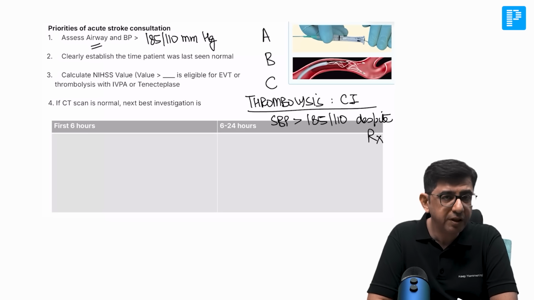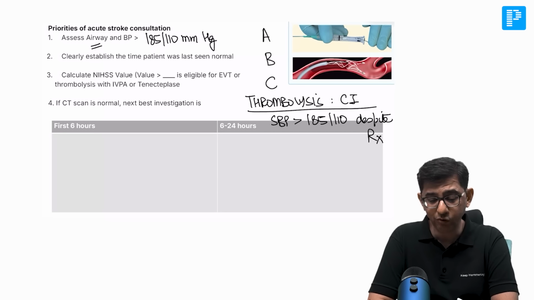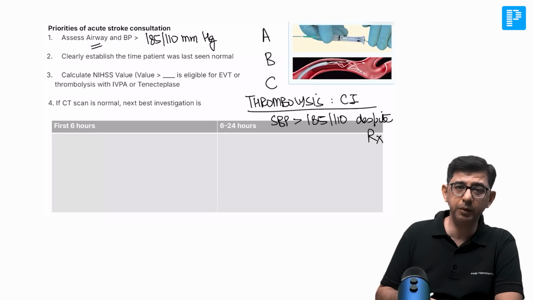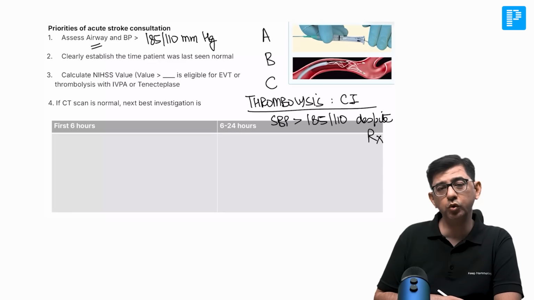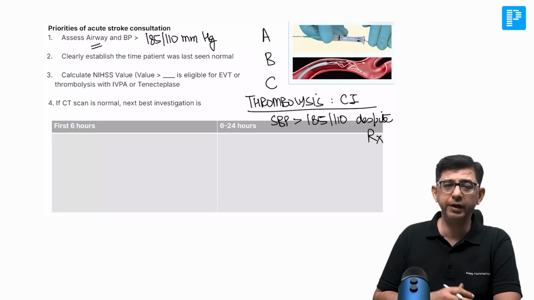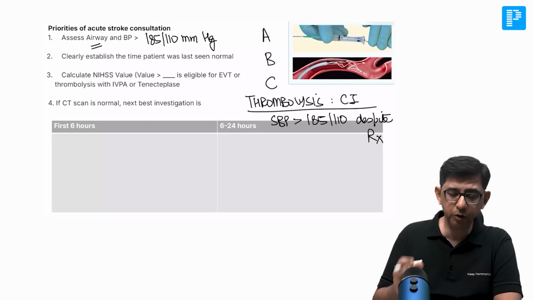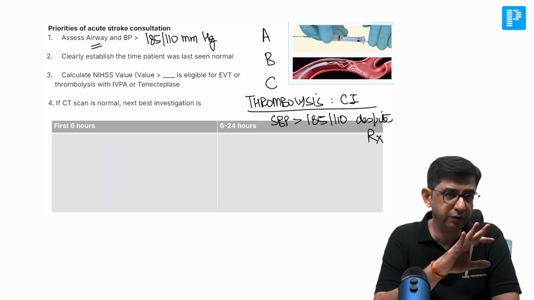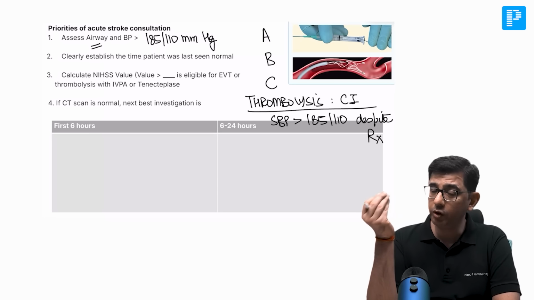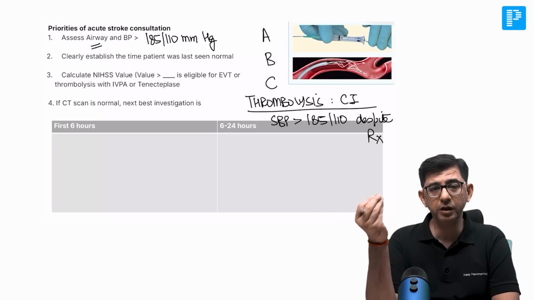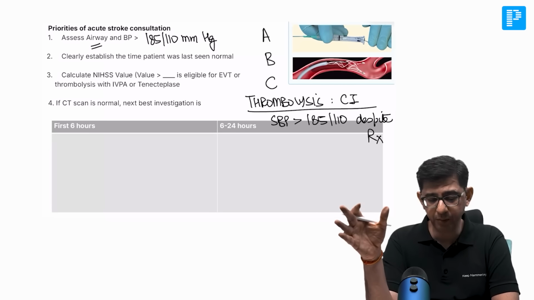So what you will do first is manage the patient by lowering the BP, and the medicine that can be used for lowering the BP would be nicardipine. I'll write that also, but at the moment A is for airway, B is for blood pressure lowering, decrease the blood pressure to less than this threshold. I'm not saying decrease the BP to normal because I want to maintain brain perfusion. So I'll decrease the blood pressure to less than 185 by 110.